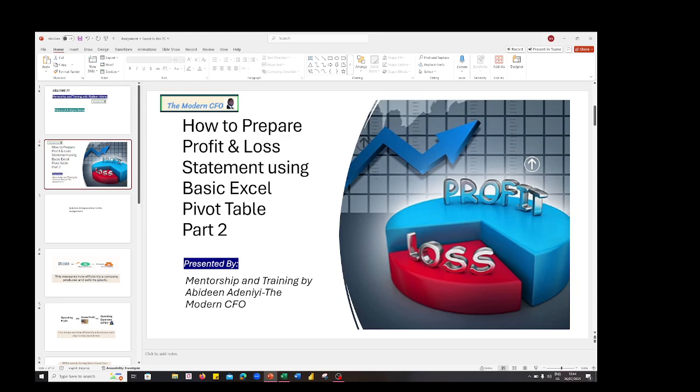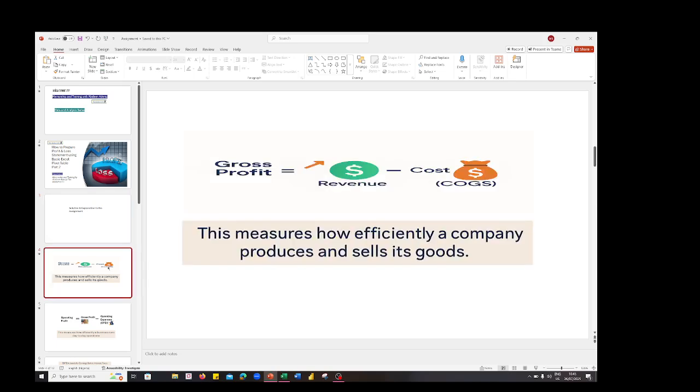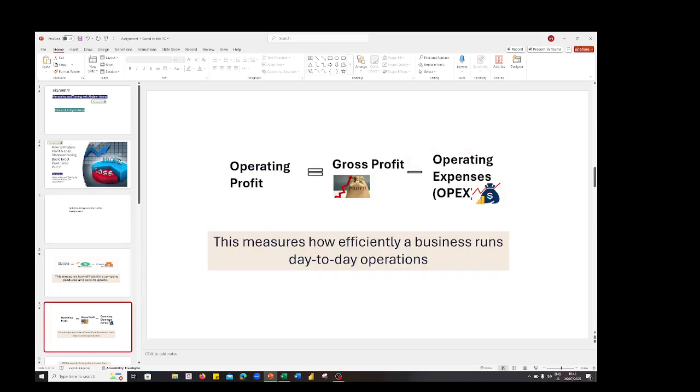Today we'll be looking at the assignment we were given on how to solve the profit and loss statement. Likewise, we'll prepare some explanation of some of the calculated items like gross profit, operating profit, and so on.